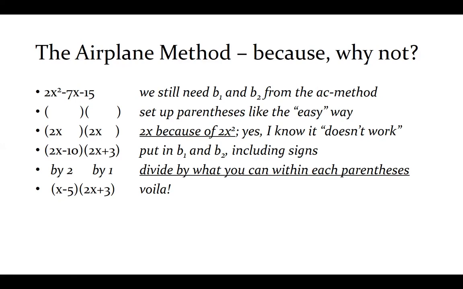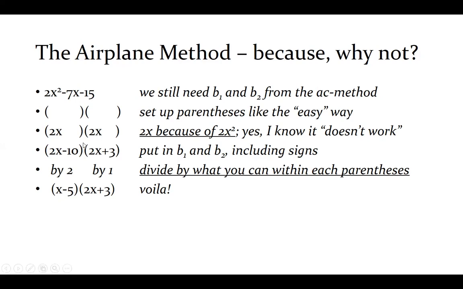So if we want to factor again 2x squared minus 7x minus 15, we're still going to need B1 and B2 from the AC method. So we still need to find AC. We still need to find two numbers that multiply to AC that add to B. In this case, we needed those numbers that multiplied to negative 30 and added to negative 7. Those numbers were negative 10 and positive 3.